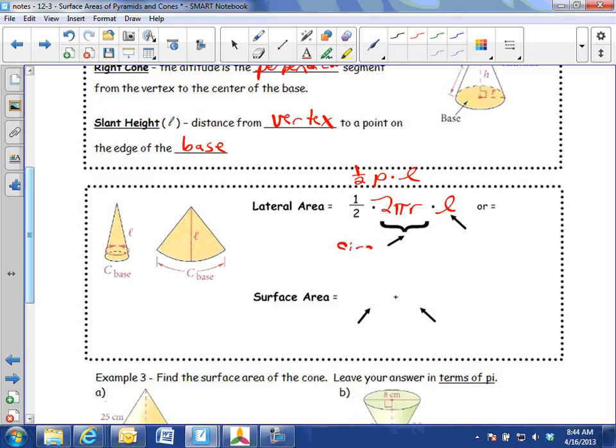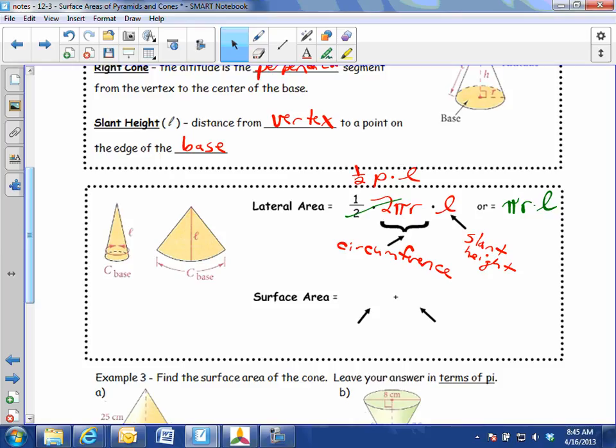So circumference and slant height. However, what's going to happen over here when I take 1/2 times 2? Yeah, they're just going to cancel out. So we really don't need one in there. So lateral area can just be pi times r times l. The 1/2 and the 2 are just going to go to 1. That's really fast.